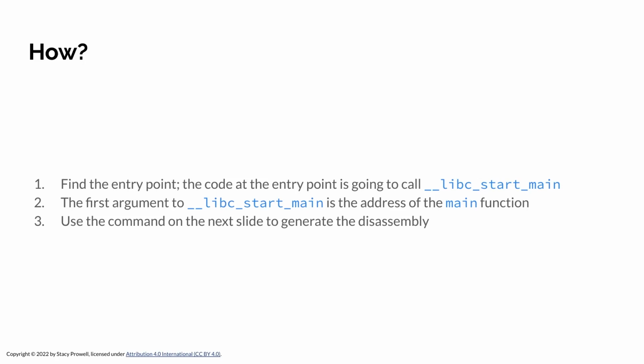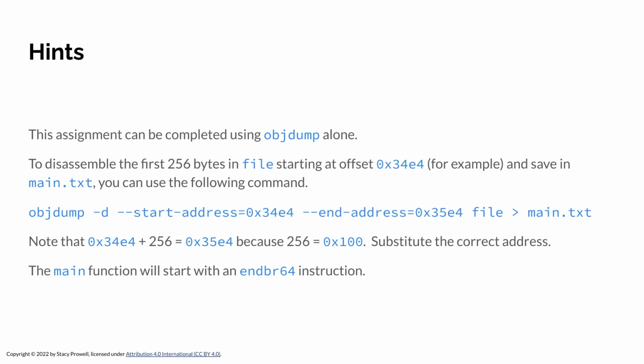Some hints. Go find the entry point. The code of the entry point is going to call __libc_start_main that we talked about last time. The first argument to __libc_start_main is the address of the main function. That's going to be in a register. So go look where that register is set. Use the command on the next slide to generate the disassembly.